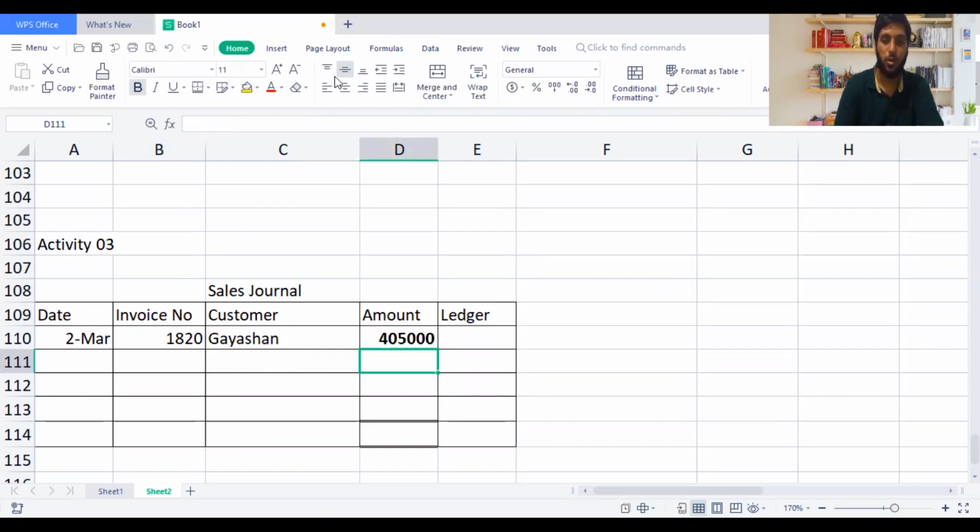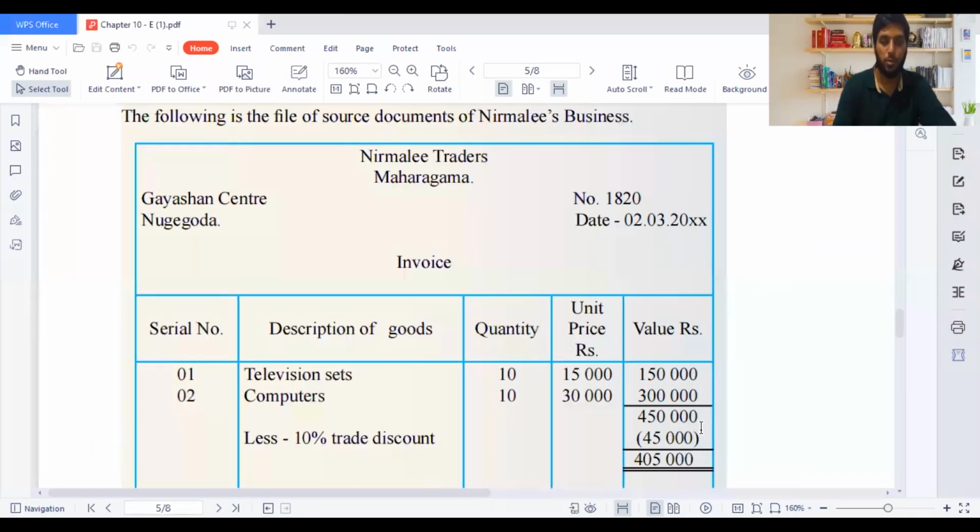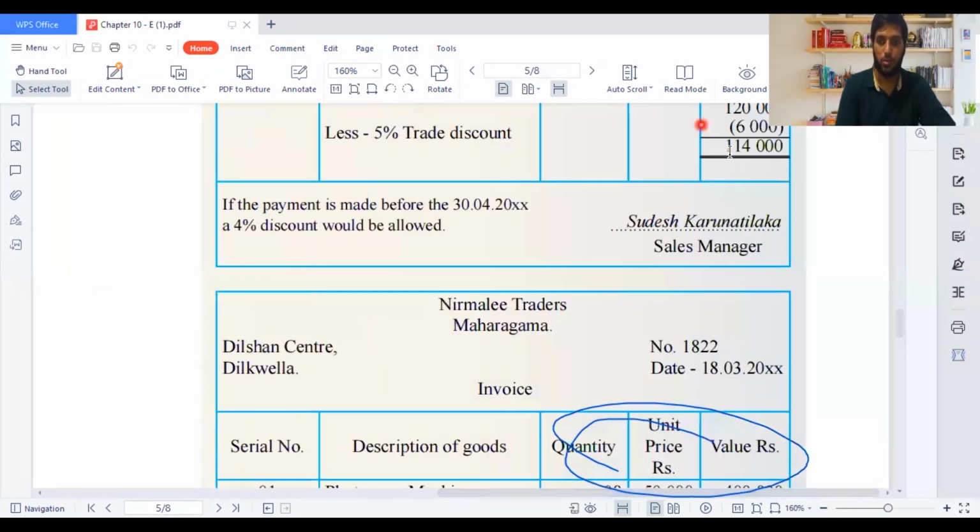So let me move on to the sum and show you. This is the final amount. So this trade discount before amount we should not take. We should always take the final amount. Trade discount is not taken into the books of account. I had explained to you in chapter number 8 in the cash book sum. I explained completely how a discount actually works. So let's move on to the next part, guys. I'm going to erase this off.